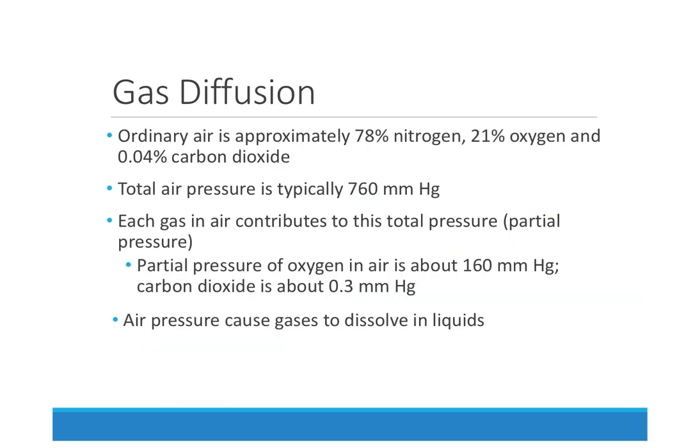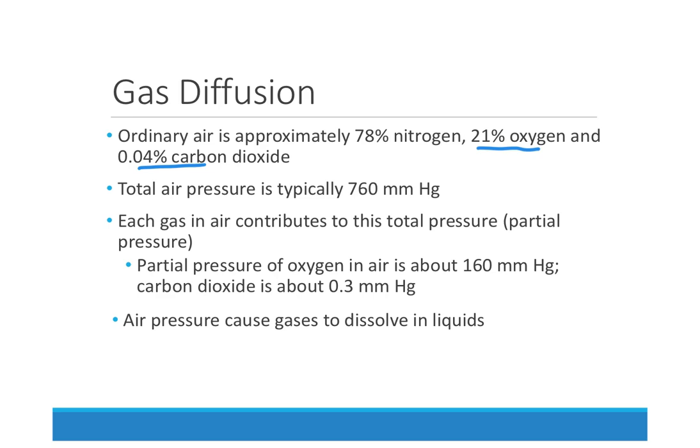So we need to think about where these gases are coming from. The ordinary air that we are breathing is mostly nitrogen, about 78% nitrogen, which just really doesn't do anything. It takes up space, but your body doesn't use it. 21% of the molecules in air are actually oxygen molecules, the ones that we are most concerned about, and a very small amount, 0.04%, is carbon dioxide.